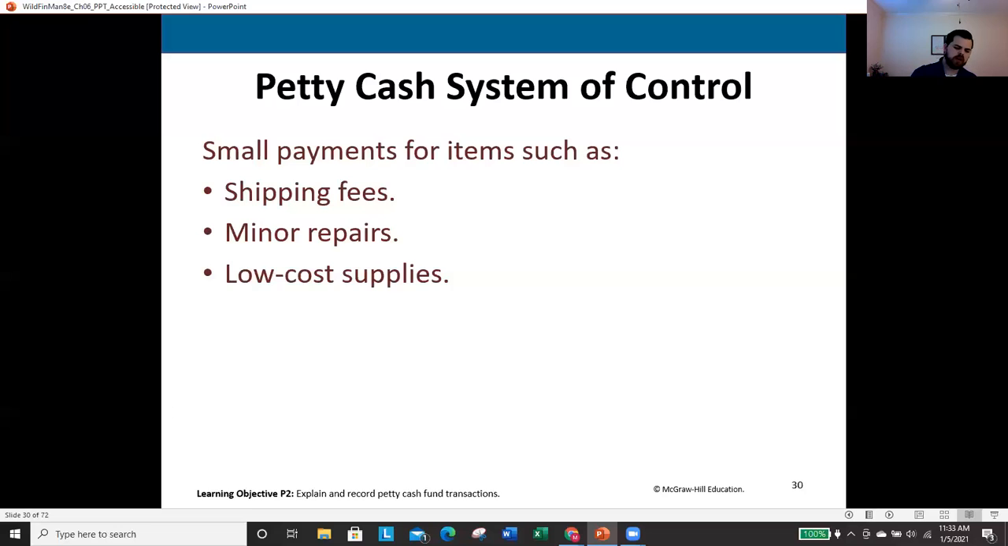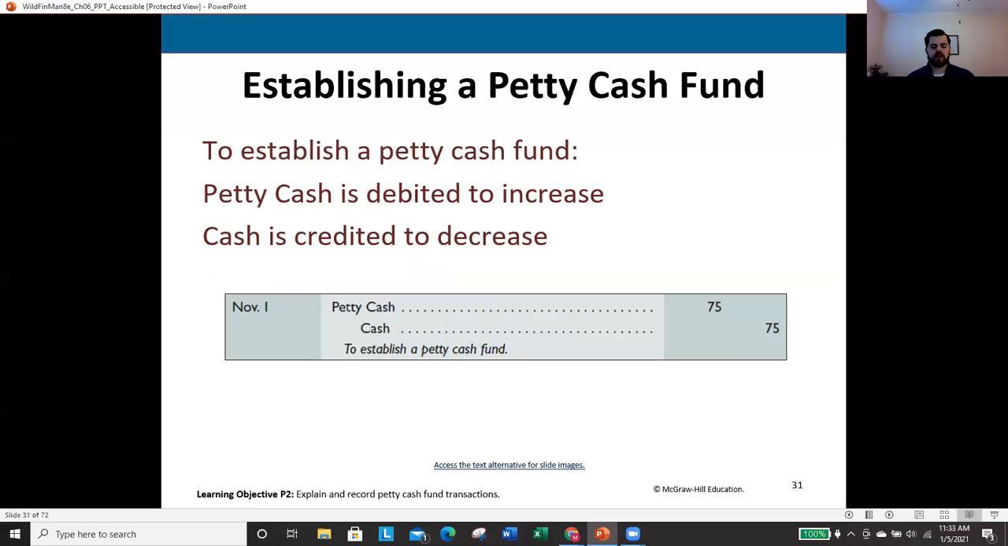So here's how this works. When we establish a petty cash fund, we will simply debit petty cash and credit cash. This is simply a movement of cash between two categories. So cash is, of course, an asset. It sits on the balance sheet, has a debit normal balance. So by crediting cash, we are reducing the balance in that account. Petty cash is simply going to increase with a debit just like cash does. And so we see it going up here with a debit as well. So debit to petty cash, credit to cash will establish the petty cash fund.